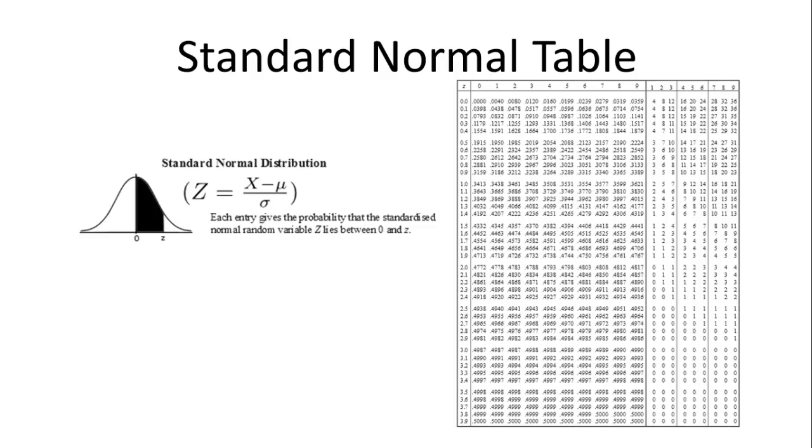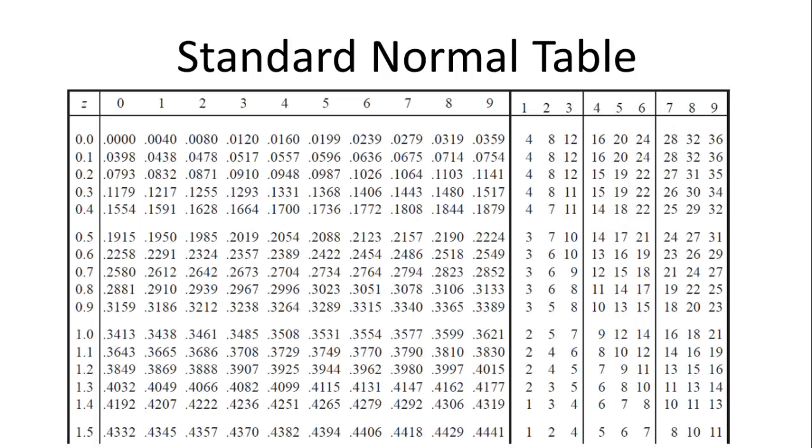You will notice, though, that the area that's shaded, that's the area we're looking for, is always starting at 0 and going off to the right. Always between mean 0 and some number off to the side.